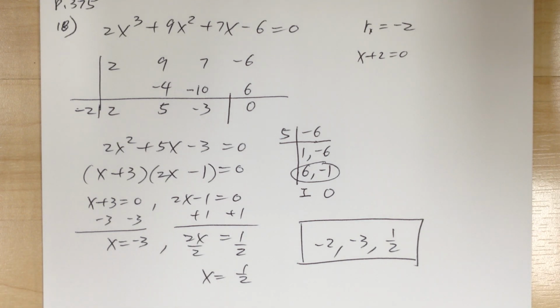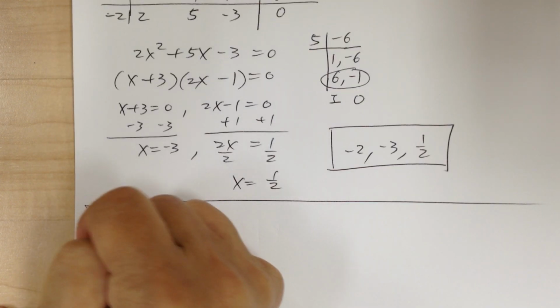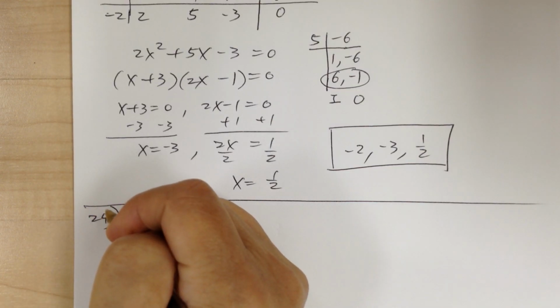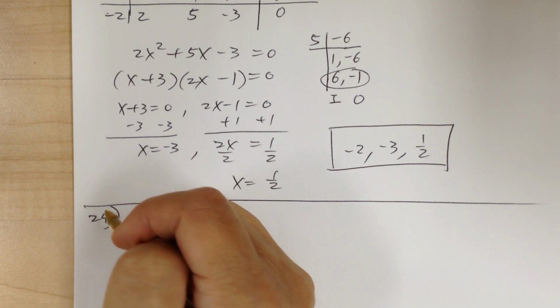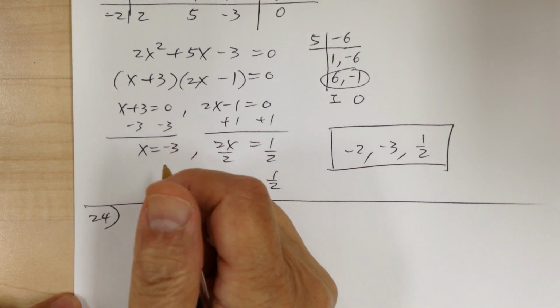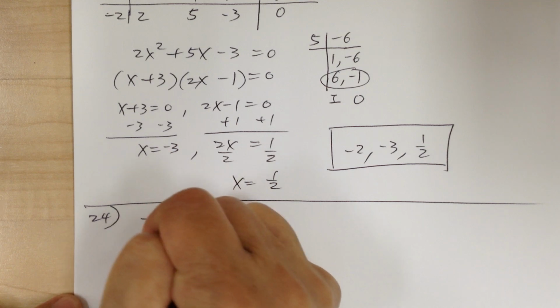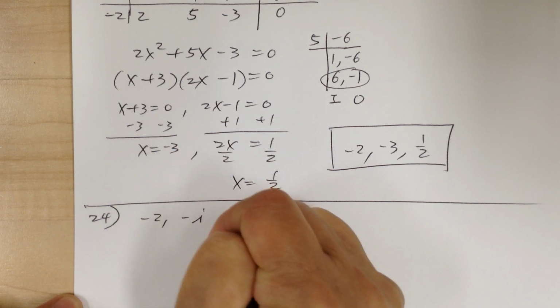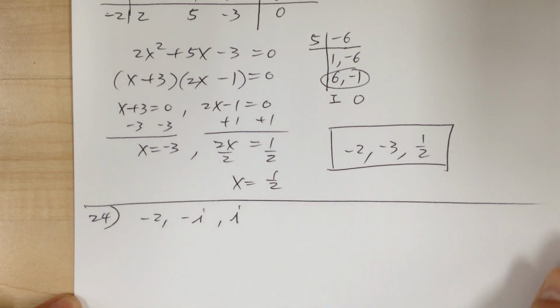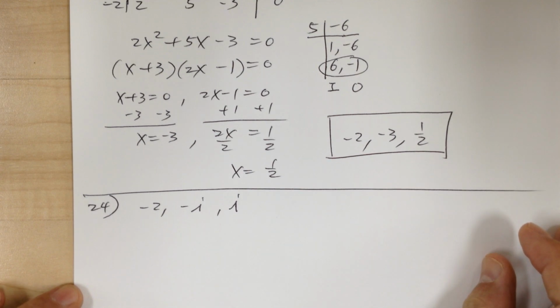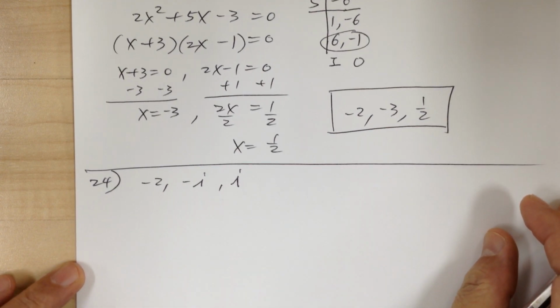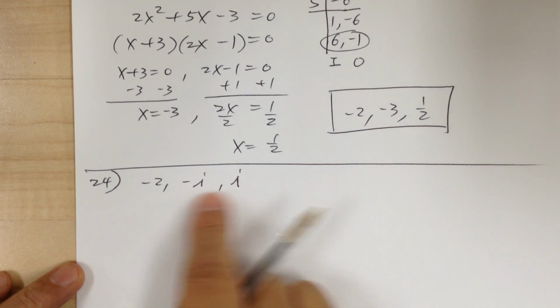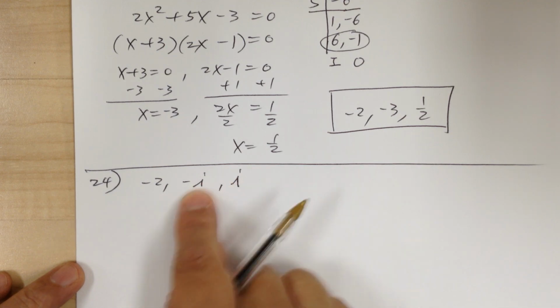Okay, let's go to the next one, number 24. So this one is going backward. You have -2, -i, and i. So these are 3 roots, and we're looking for the equation. Notice it's a conjugate, so you always want to do the conjugate first.